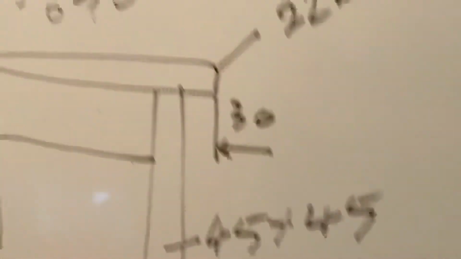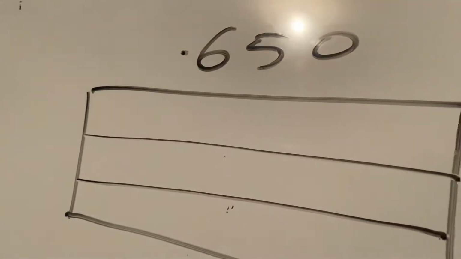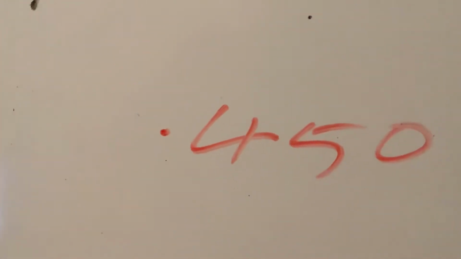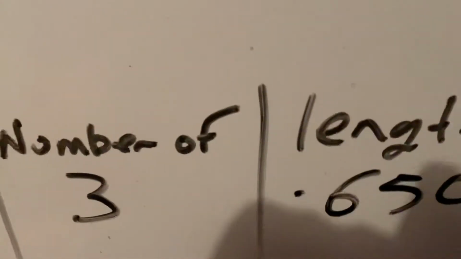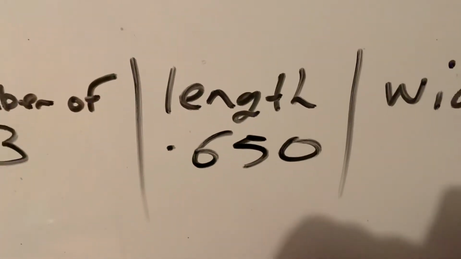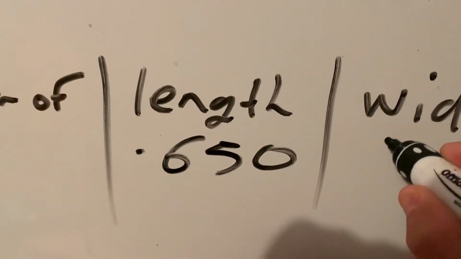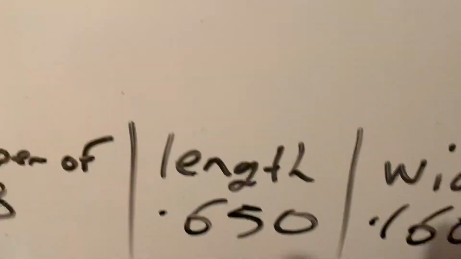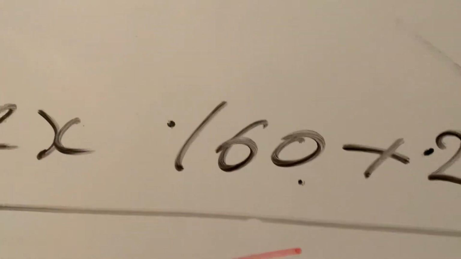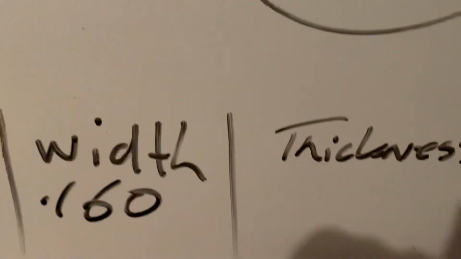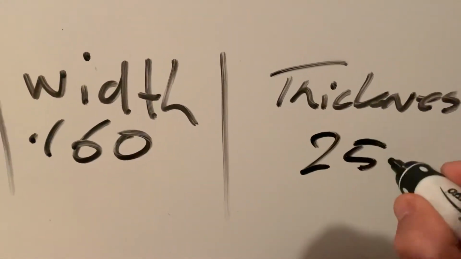Length, well, that's just the length of the table, which is 650, or 0.650. The width is 160, which is the width of the timber that you're going to use, and the thickness is 25 millimeter.